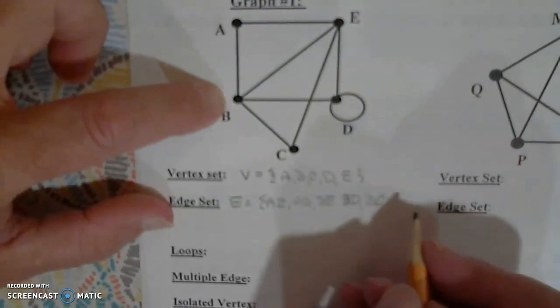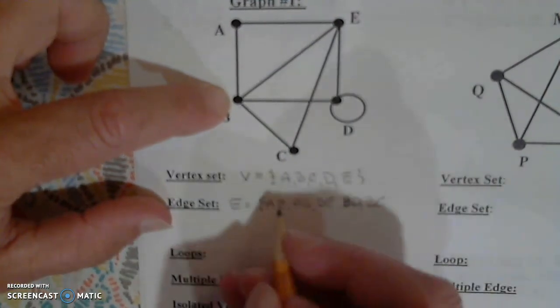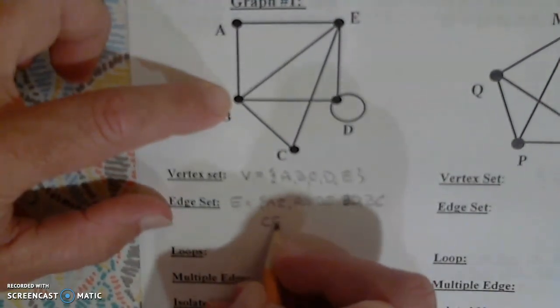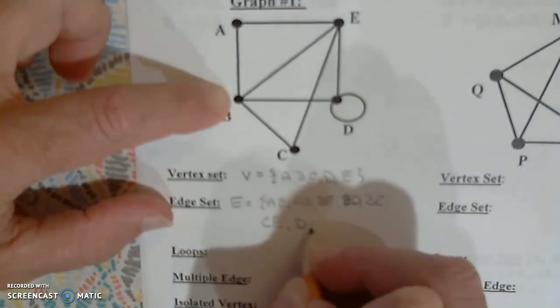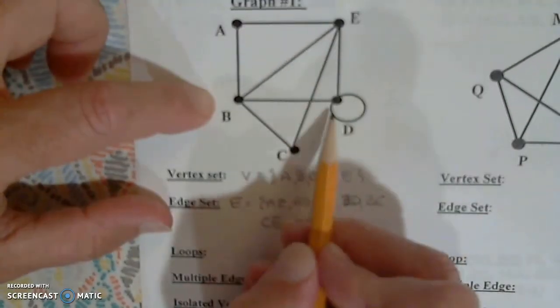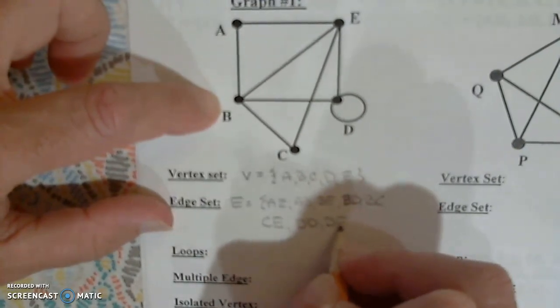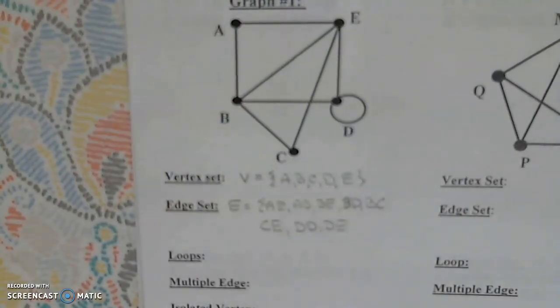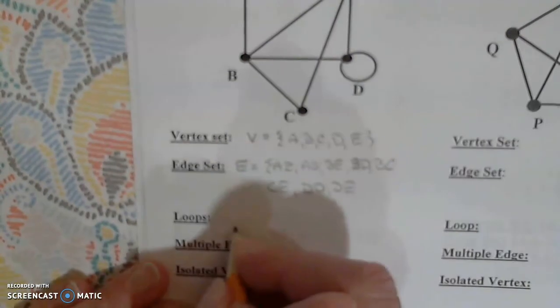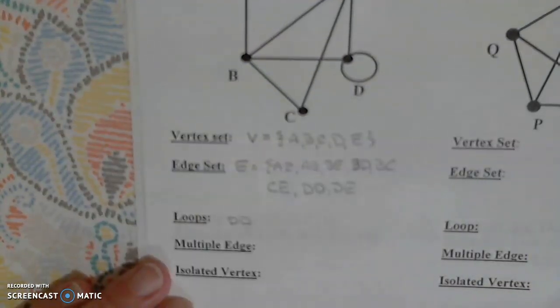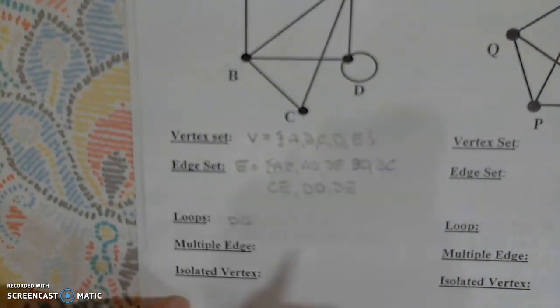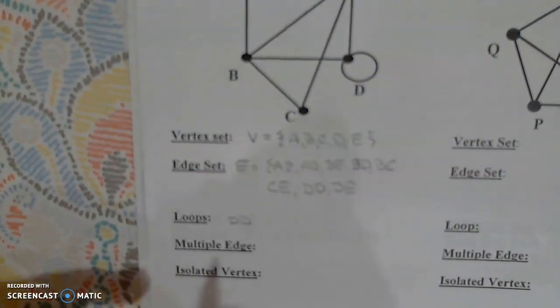All right. Then go from C. The only thing new would be CE, because CB is already taken care of. Go from D. I can do my loop DD, and then I have DE. Very good. Those are all my edges. Do I have a loop? Yes. DD. Do I have multiple edges? Not really, I don't think. And then isolated vertex, none. So there's my example.